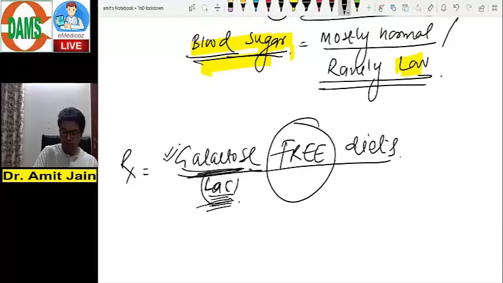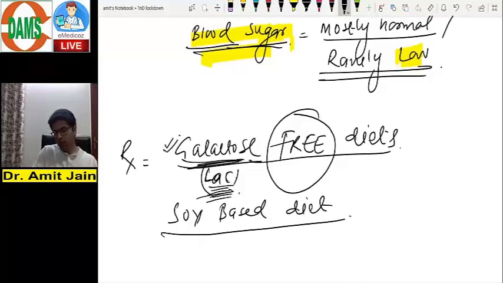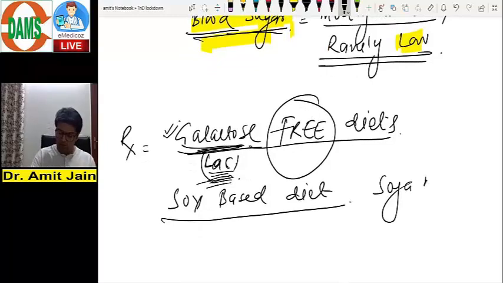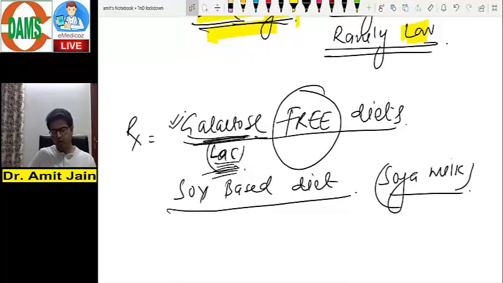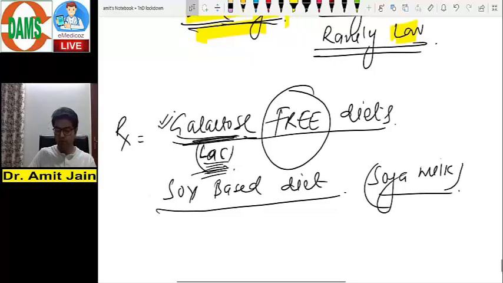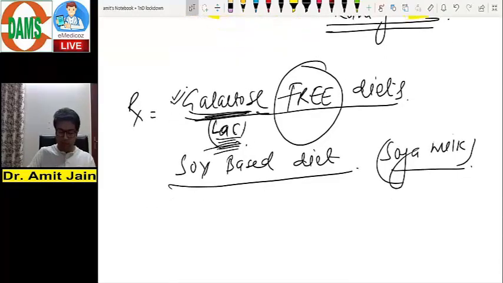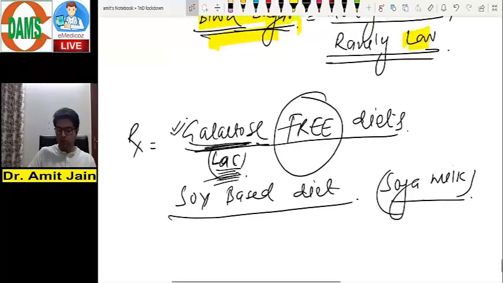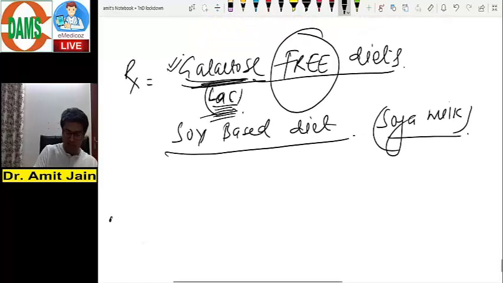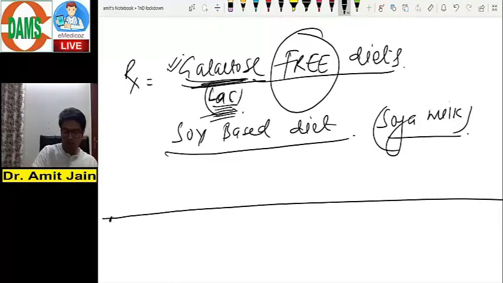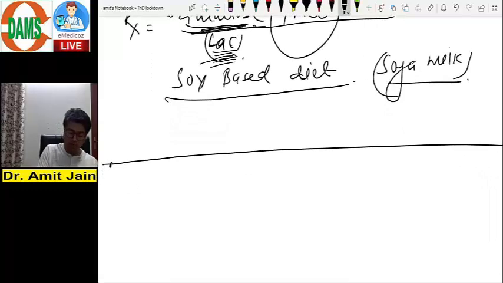Free diets. Or you can say soya based diet. Soya milk, for example, is one of the very important substitutes of milk for this baby. And there are a lot of other formulas available. Lactose free diets are available. Fine guys. So that's it about the classical galactosemia. Now there are some other types of galactosemia.